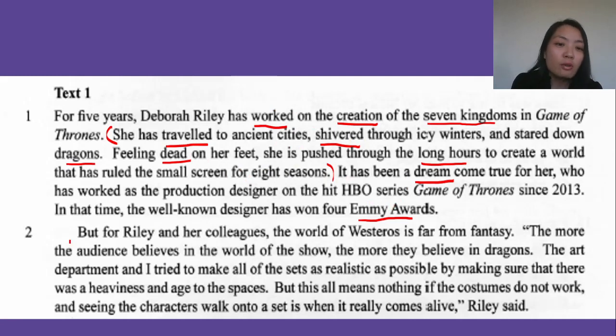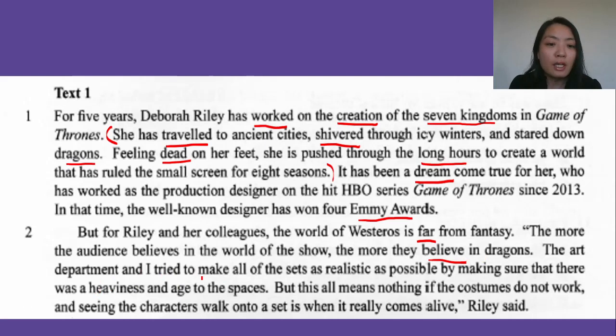All right, so now we go on to the next one. But for Riley and her colleagues, the world of Westeros is far from fantasy. I underline the word far, but if another word inside this sentence jumps out at you, you just underline it, doesn't matter. Like I mentioned earlier, there are no right or wrong answers. And then this is what she says: the more the audience believes in the world of the show, the more they believe in dragons. Something about believing.